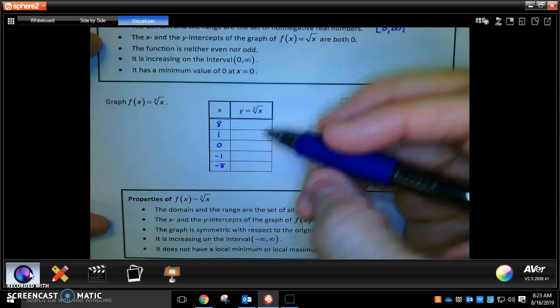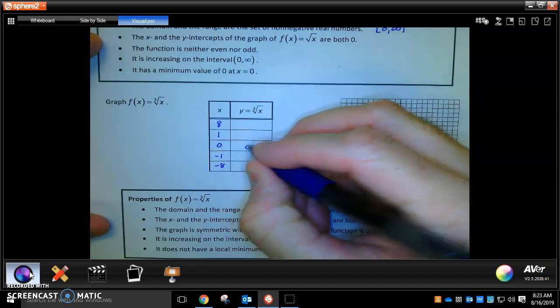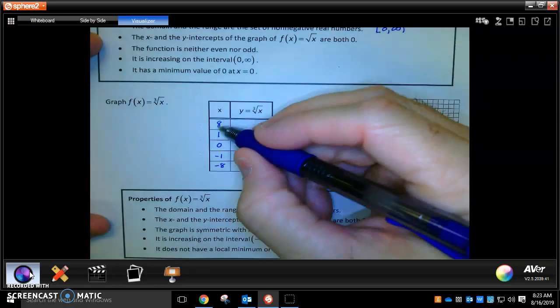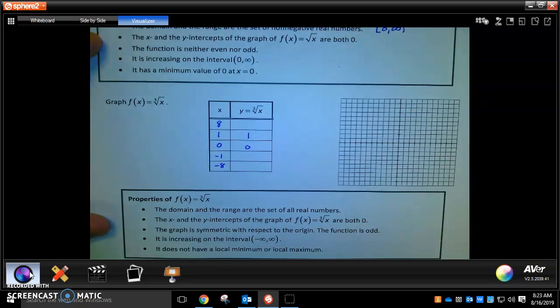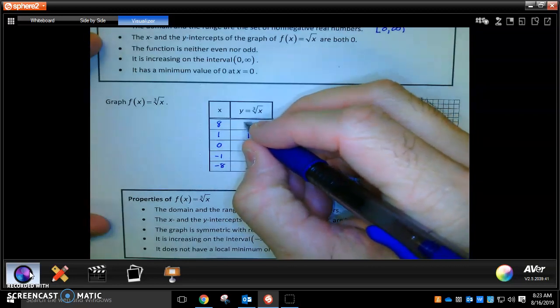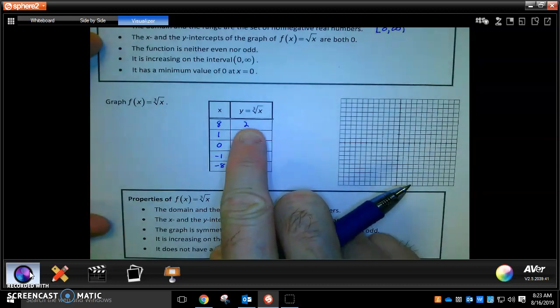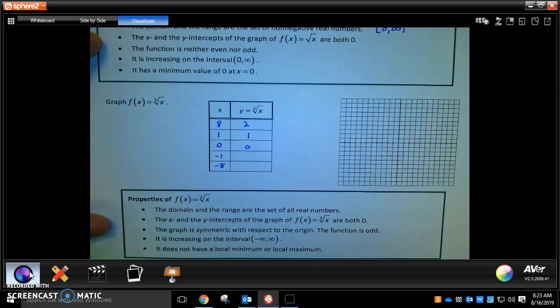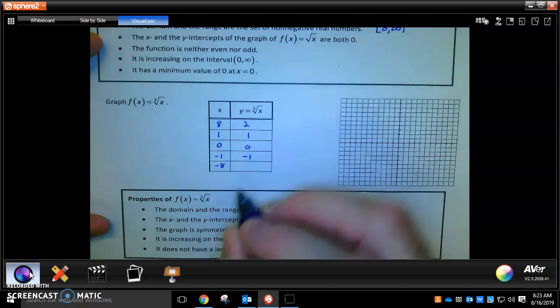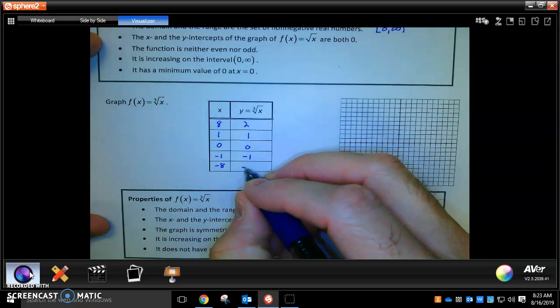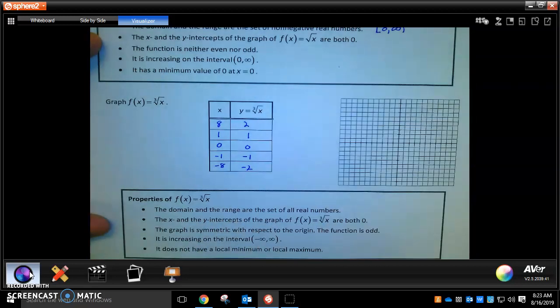So the cube root of 0 is 0, cube root of 1 is 1. Now, the cube root of 8: 2 times 2 times 2 is 8. Since 2 cubed is 8, the cube root of 8 is 2. With negatives, the cube root of negative 1 is negative 1, and the cube root of negative 8 would be negative 2. So these are all ordered pairs that are going to be on this graph.